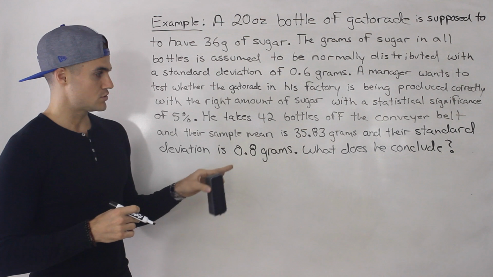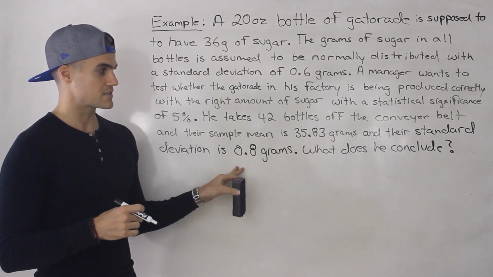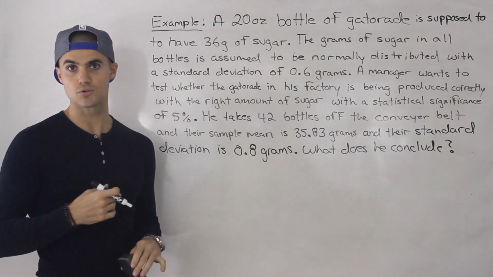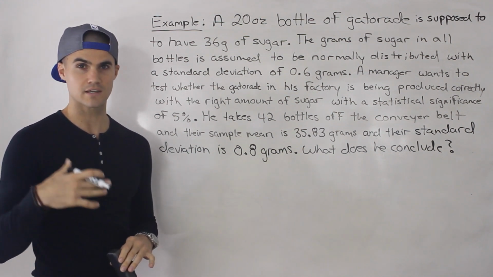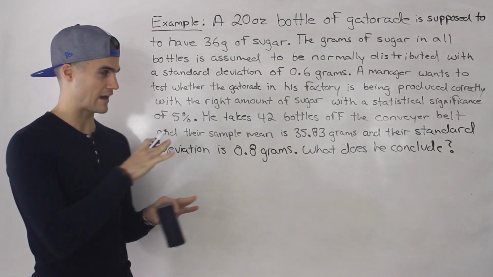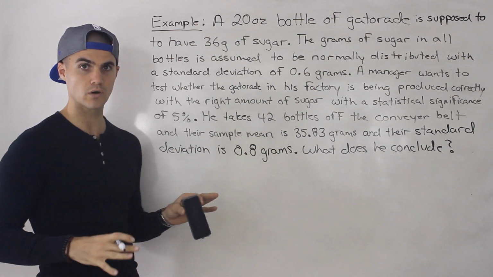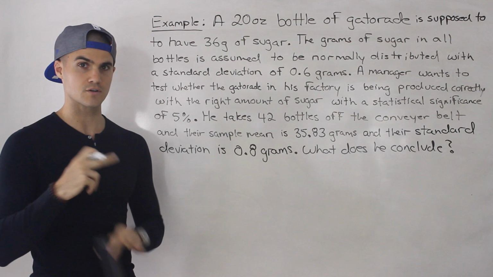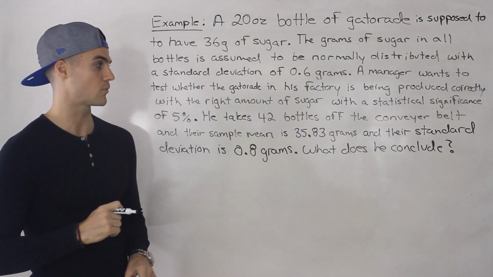So to do this hypothesis test, I'm actually going to do it in two ways. I'm going to do it manually, and then at the end I'm going to do it with the calculator as well. I think it's better to start off manually so you could visually see how everything works, and then explaining the calculator is more of a breeze versus doing it the other way.